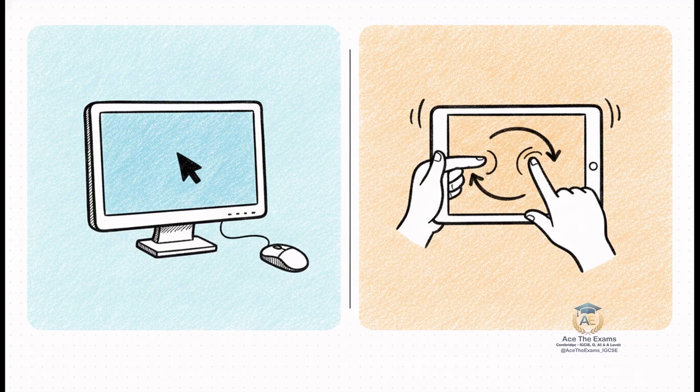Now look at Sam's low-level answer with all the red pen marks. Sam wrote, WIMP means Windows, Icons, Mouse, and Pointer. Post-WIMP refers to tablets. Do you see the problem? This completely misses the functional difference.